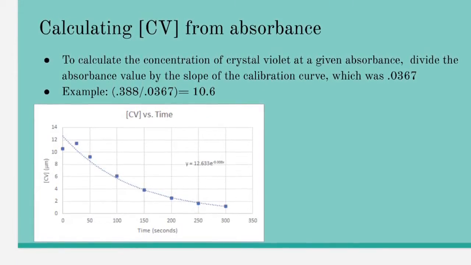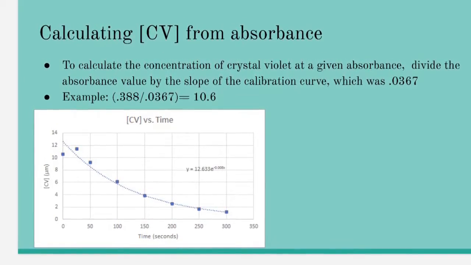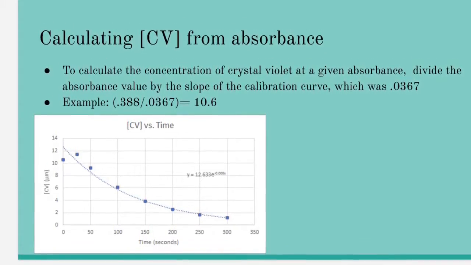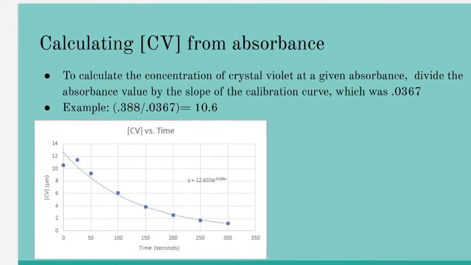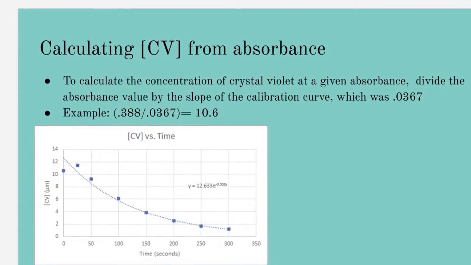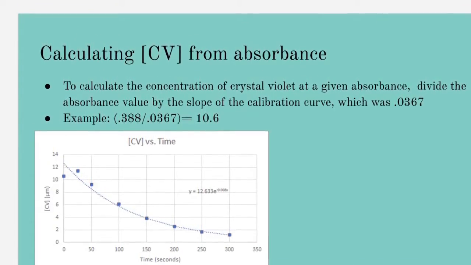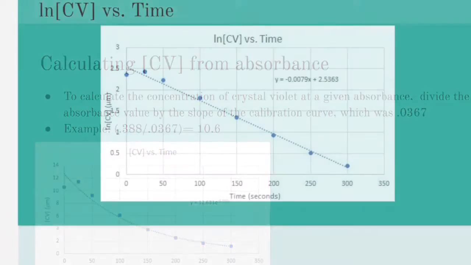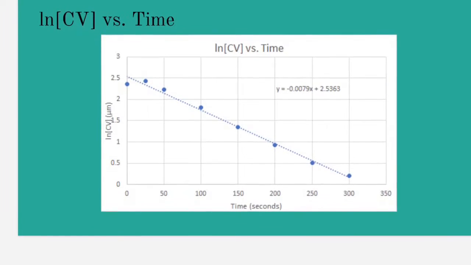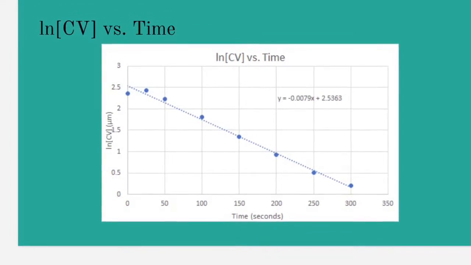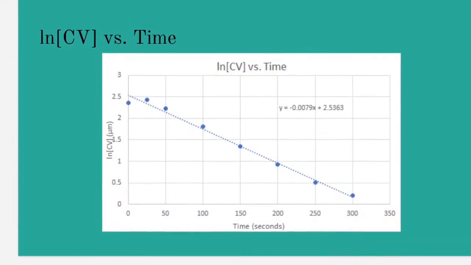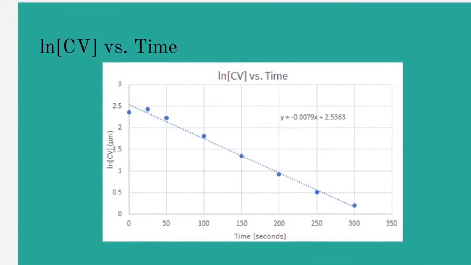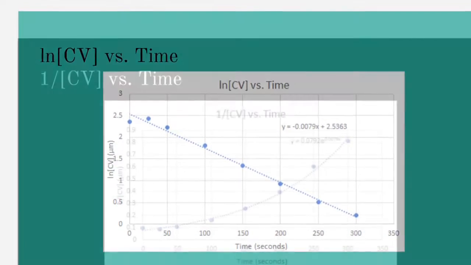To calculate concentration, we divided any given absorbance by the calibration curve slope. For example, we took the absorbance of 0.388 and divided by 0.0367, giving a value of 10.6 concentration. This graph shows the natural log of the crystal violet concentration against the time. Because this graph is roughly linear, it can be assumed that the reaction rate is overall first order.